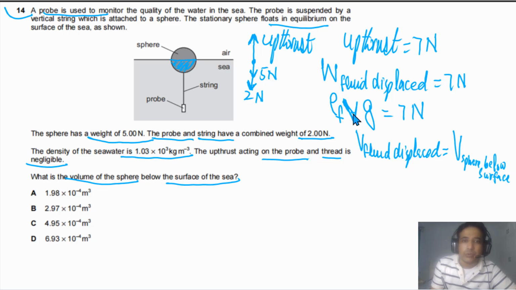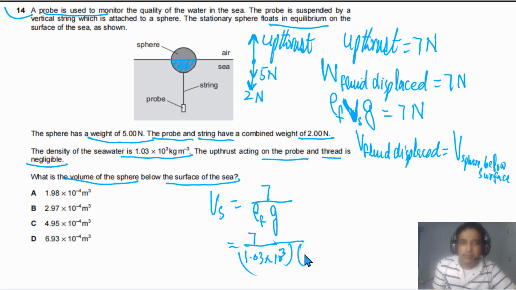Now we can simply use the formula here. We can say this is Vs, the volume of the sphere below the surface, so we need to find Vs. Vs in this case will be equal to 7 divided by the density of the seawater times g. We have the density of seawater, 1.03 times 10 to the 3, multiplied by the value of g, which is 9.81.